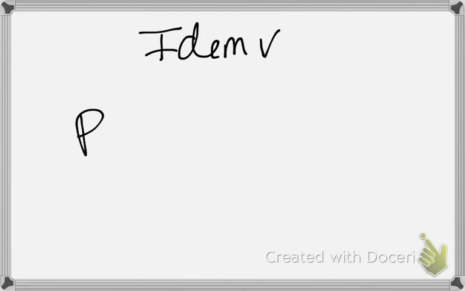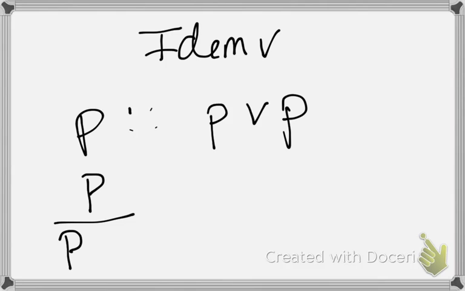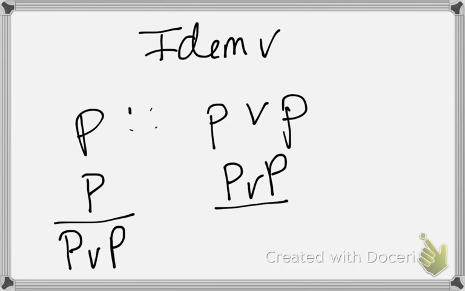And we also have the rule of idem or, which says if you have the formula P, then you could also get the formula P or P. In other words, if you have P, then you could have the formula P or P, and if you had the formula P or P, you can get the formula P.